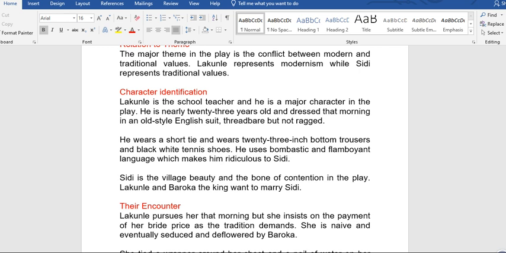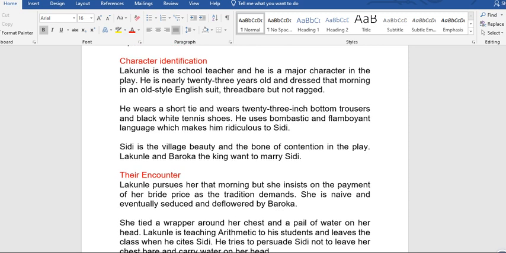The next one is character identification. Lakunle is the school teacher and is a major character in the play. He is nearly 23 years old and dressed that morning in an old-style English suit, threadbare but not ragged. He wears a short tie, 23-inch button trousers and black-white tennis shoes. He uses bombastic and flamboyant language, which makes him ridiculous to Sidi.